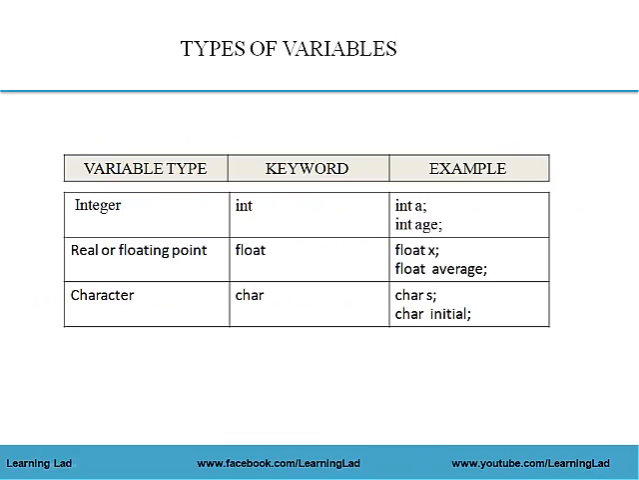And now we're gonna see what the variable types are and what the keywords associated with them are. A variable type is nothing but the type of constant that the memory cell can store. For the integer constants, we use the keyword int. For example, int a or int age, where age is the variable name and int is the keyword for the integer constant. For real or the floating point constants, we use the keyword float. For example, float x or float average. For the character constants, we use the keyword char. Example, char s or char initial.